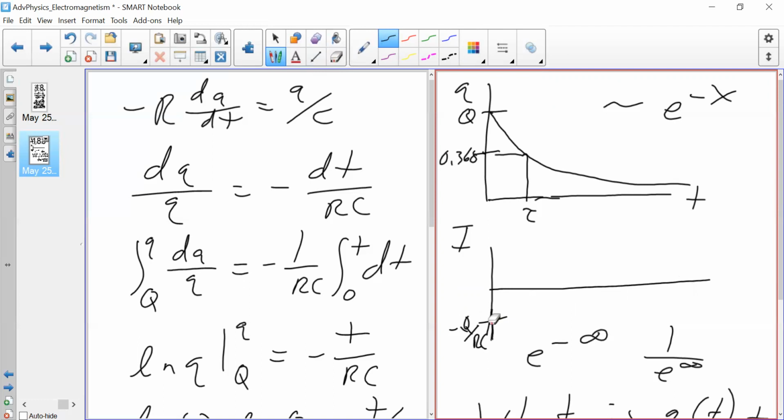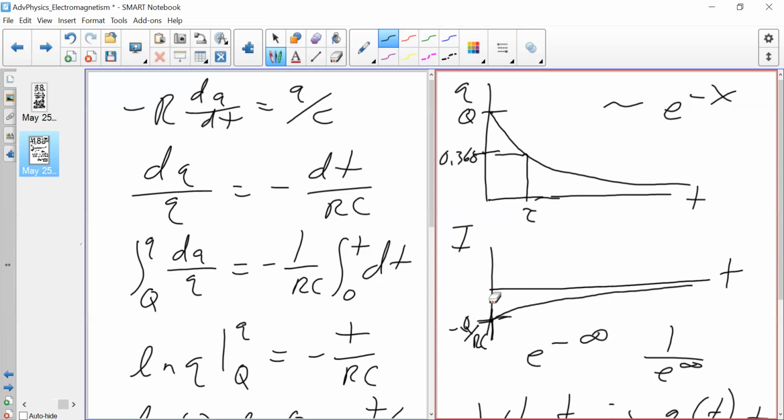So that's something that is going to trend towards 0. As t goes to infinity, e to the negative infinity, 1 over e to the infinity is just 0. So negative Q over RC times 0 is just 0 as t goes to infinity. And then the decay rate for the charge and the current is going to be the same.